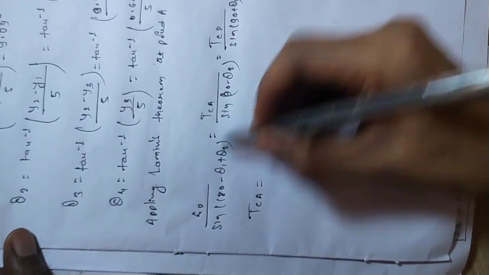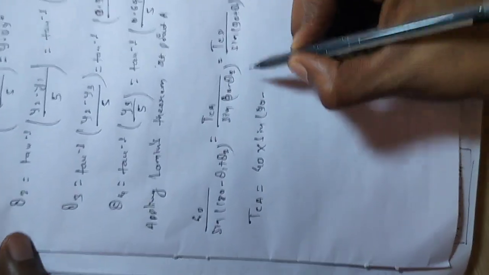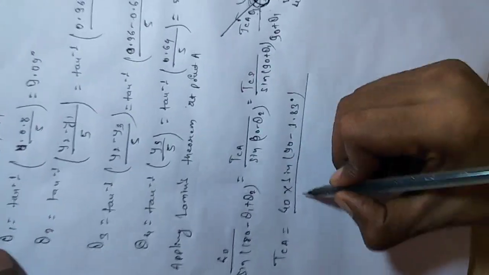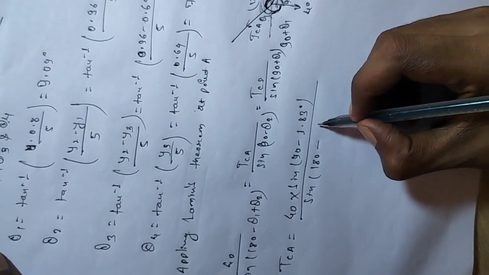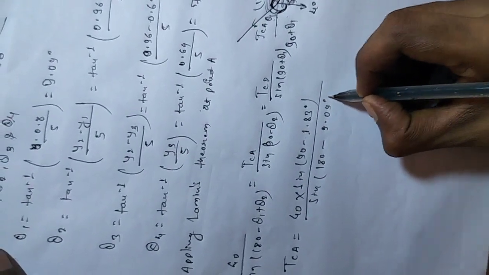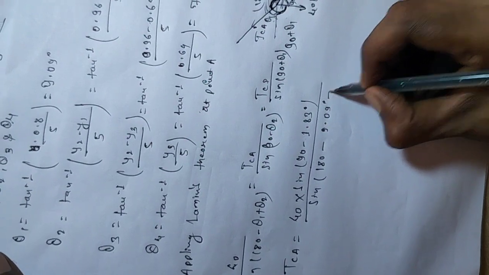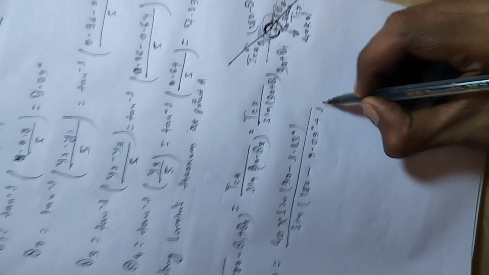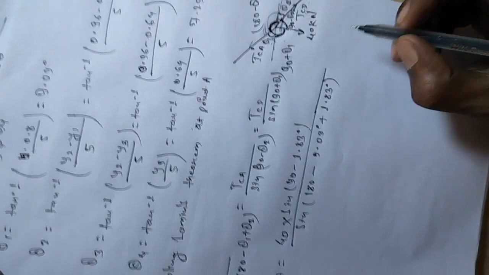If you take the first and second, TCA will be equal to, cross multiplying, 40 into sine 90 minus theta 2, whose value we are going to write from above, 1.83 degree, divided by sine 180 minus theta 1. Theta 1 we got 9.09 degree plus theta 2 we got 1.83 degree. So we are going to solve this on the calculator.